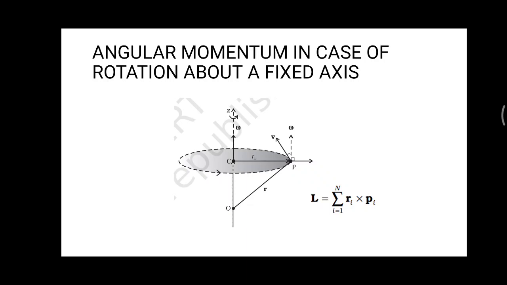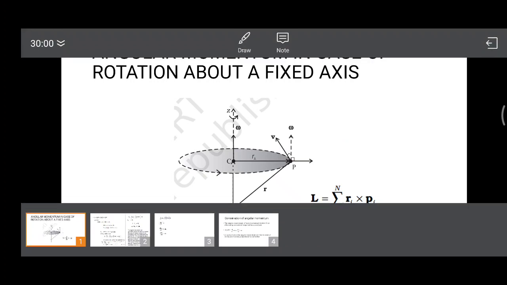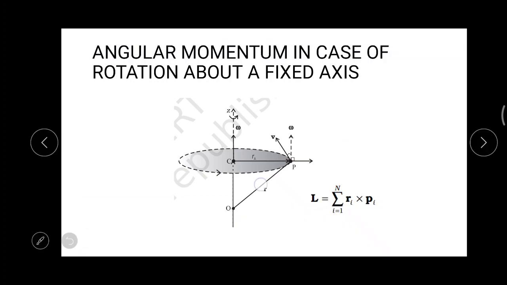Hi dear students, so let us discuss the angular momentum in case of the rotation about a fixed axis. So pictorial representation is given. So here the z axis is the axis of the rotation of the particle P. You can see omega is the angular velocity, v is the linear velocity of the particle, and r is the position vector of the particle P.